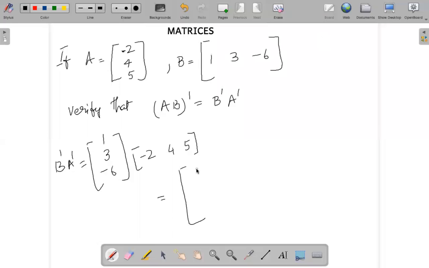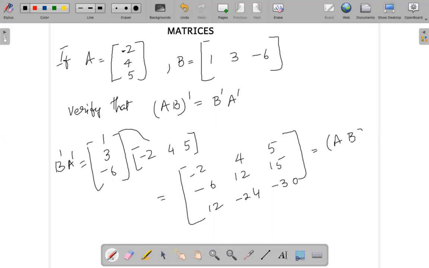And you multiply it. So first, minus 2, and this will be 4 and 5. Next is minus 6, 12, 15, 24, and minus 30. So we got this. So this will be equal to AB prime whole prime.